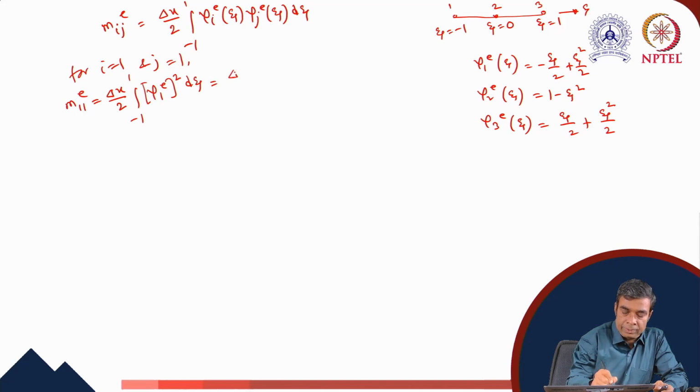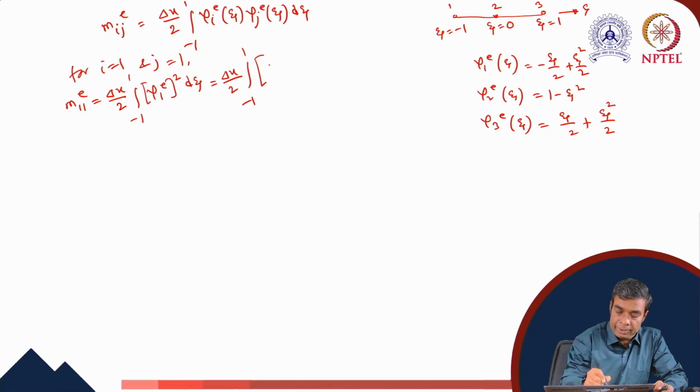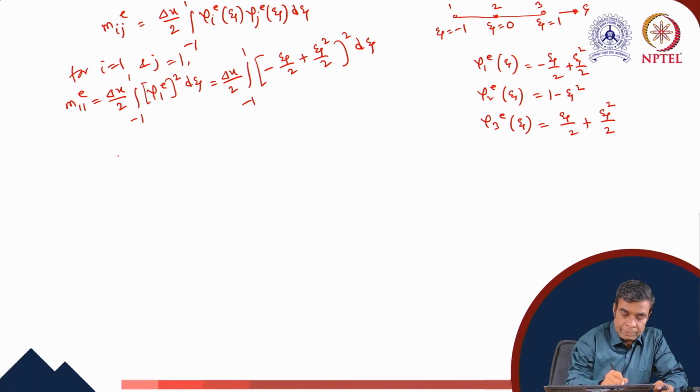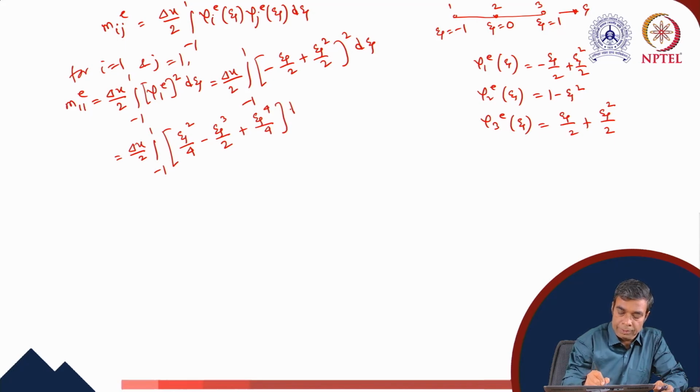So this is equals Δx by 2 integration from minus 1 to 1 of psi 1(ξ), which is minus ξ by 2 plus ξ square by 2, whole square dξ. This equals Δx by 2 integration from minus 1 to 1 of ξ square by 4 minus ξ cube by 2 plus ξ to the power 4 by 4 dξ.